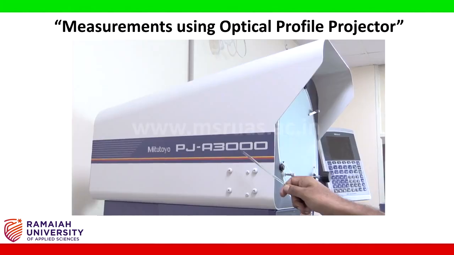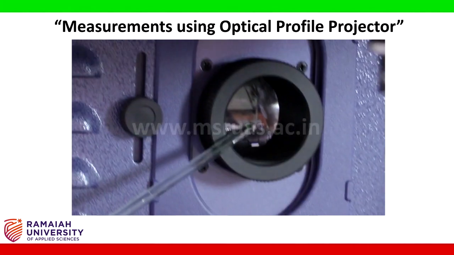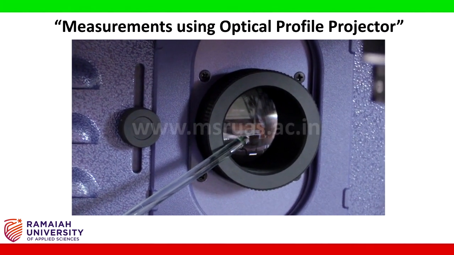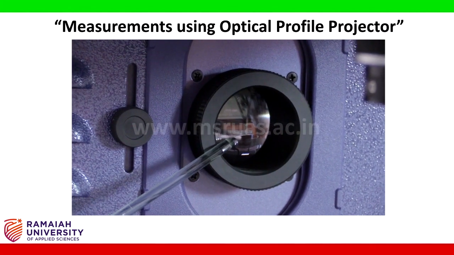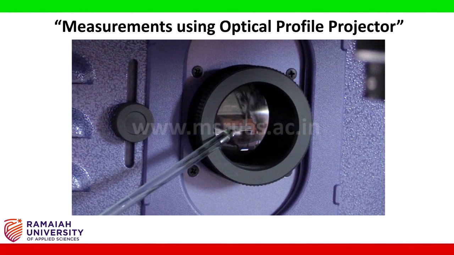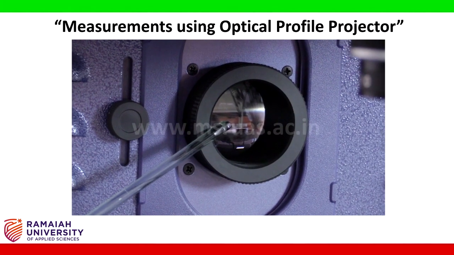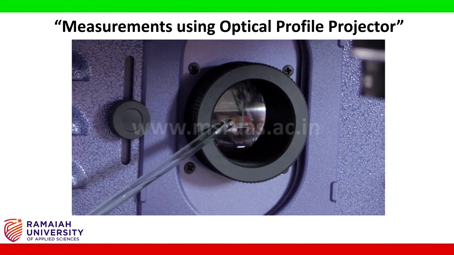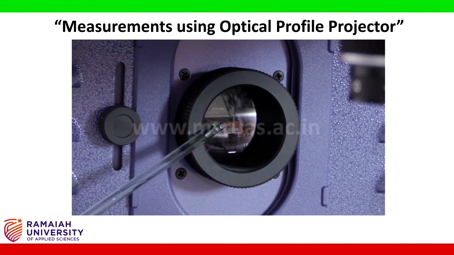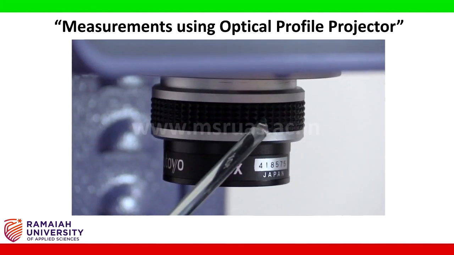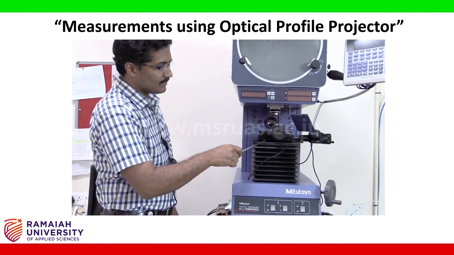The projector head. This is the reflector illumination lamp. The rating of the lamp is 24 volts and 150 watts, and the life of this lamp is 500 hours. The projection lens, XY stage.